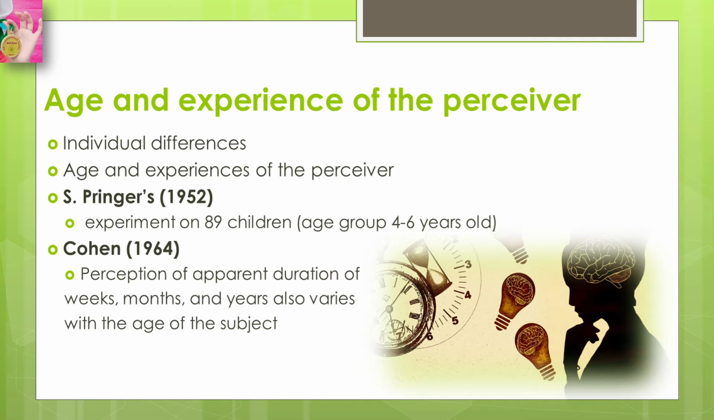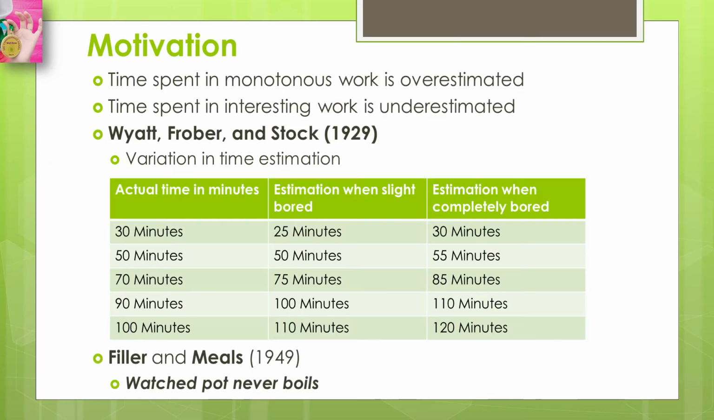Now, another study was conducted by Cohen in 1964, and it was found that the perception of apparent duration of weeks, months, and years also varies with the age of the subject. Then the next factor which affects the perception of time is motivation.